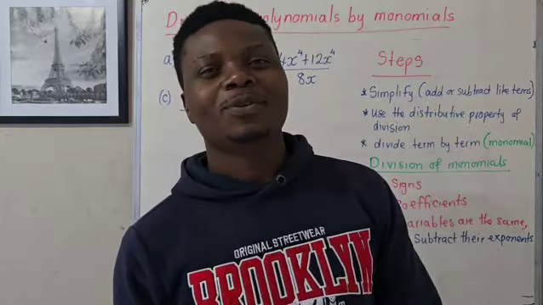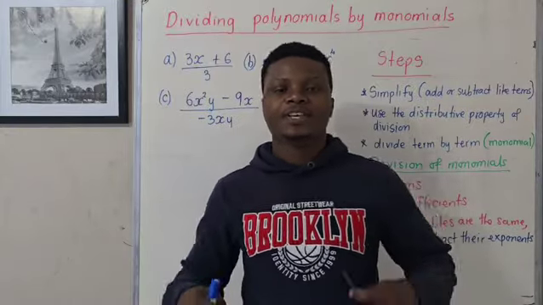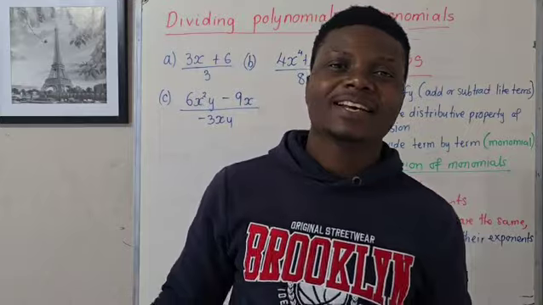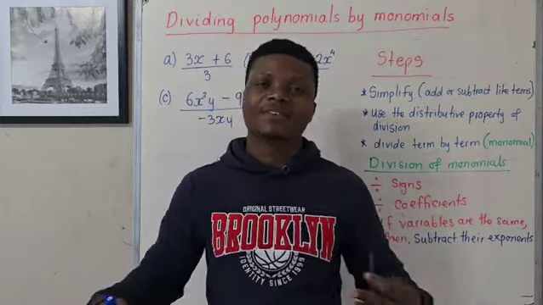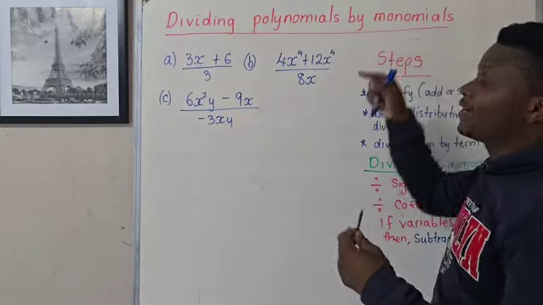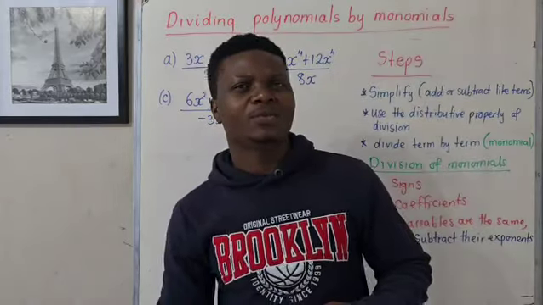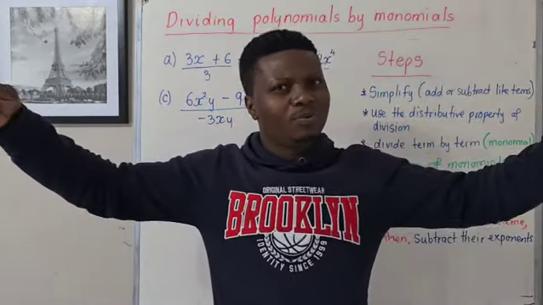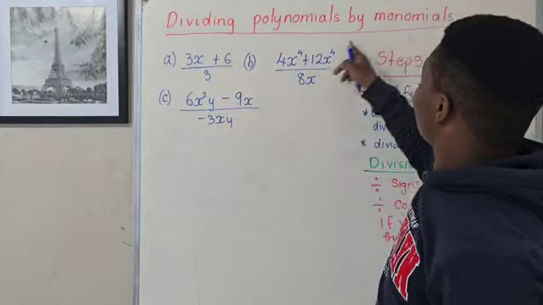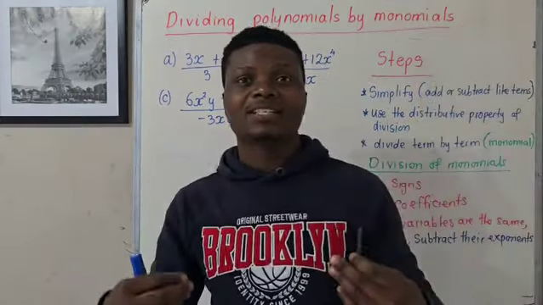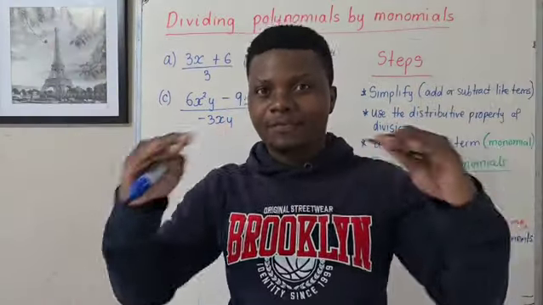Hey guys, welcome to another video on simplification of algebraic expressions. This time, we want to focus on dividing polynomials by monomials. What is a polynomial? You have more than one term, 2, 3, 4, that's a polynomial. And what's a monomial? It's one term. So we are dividing more than one term by one term.